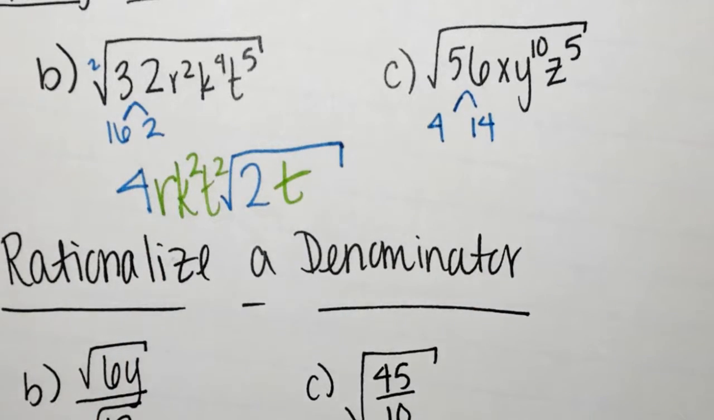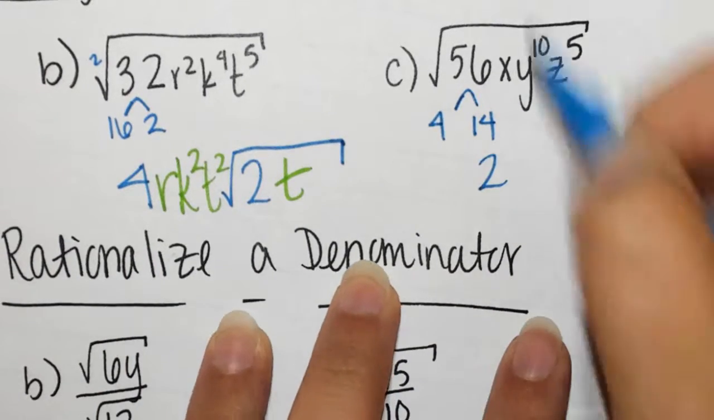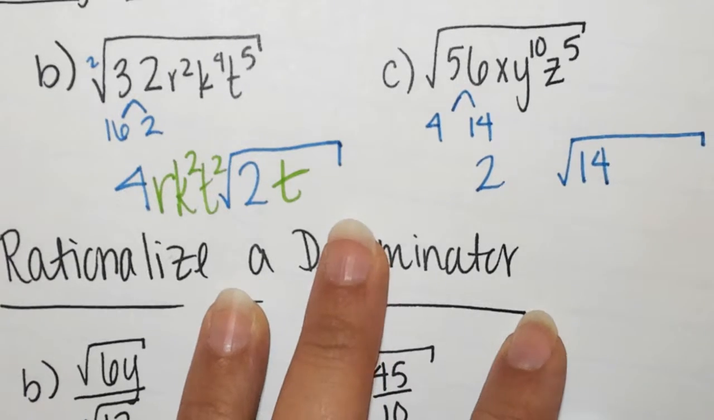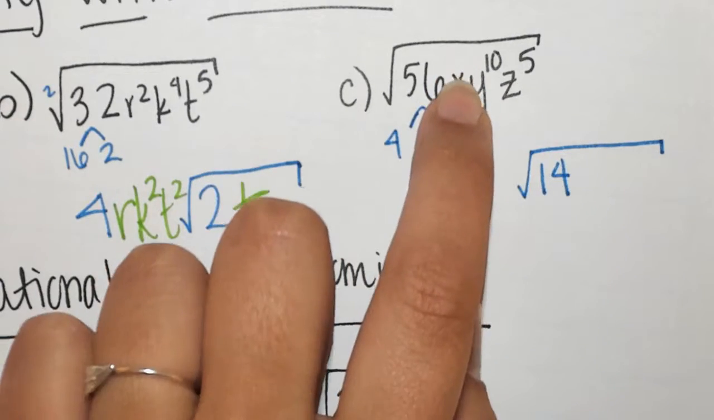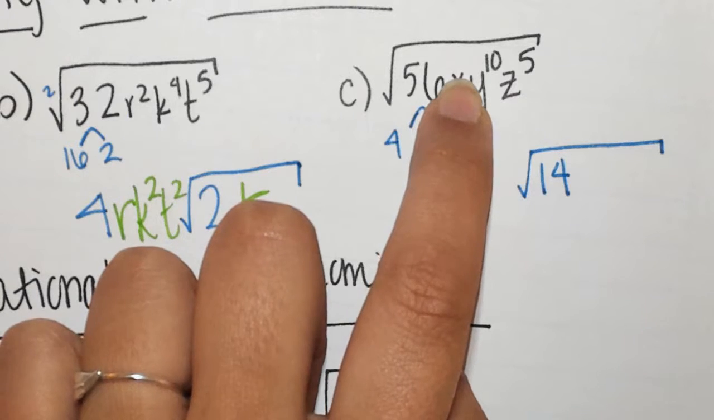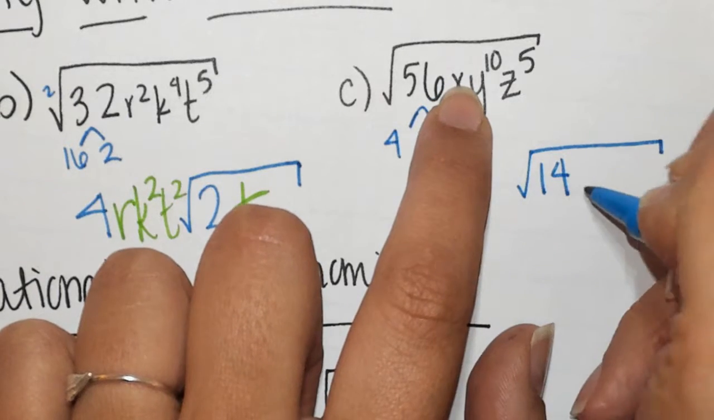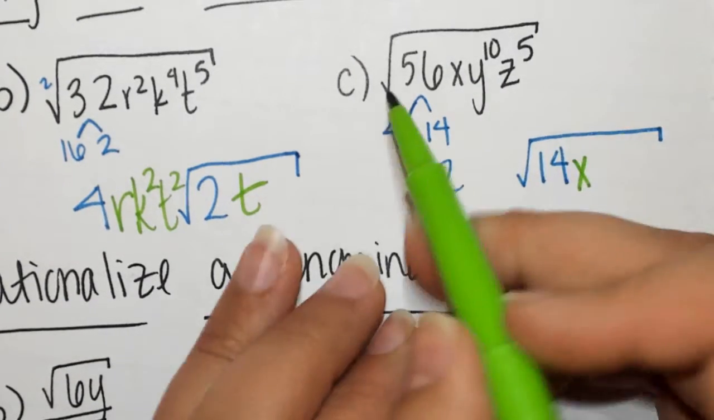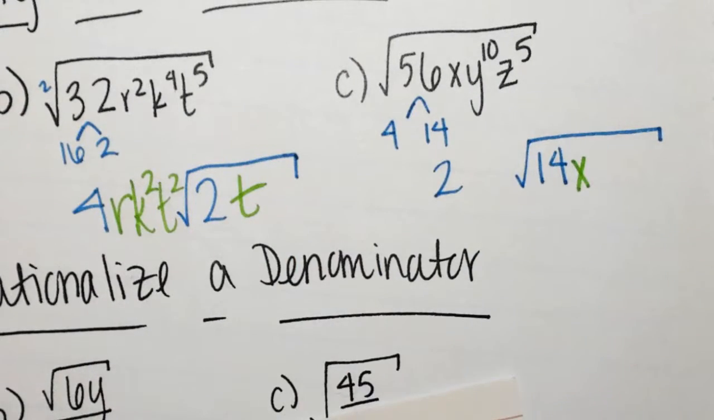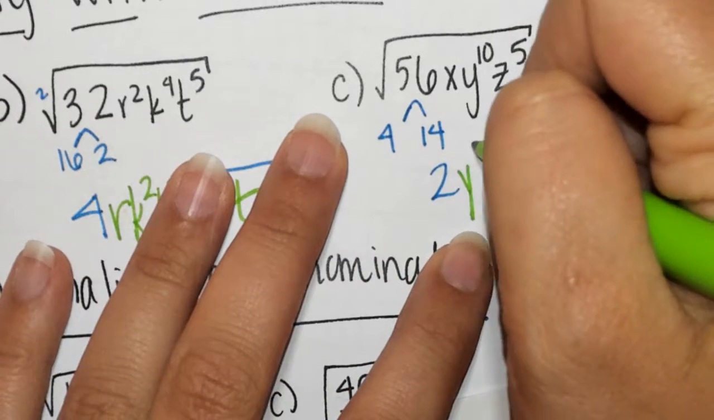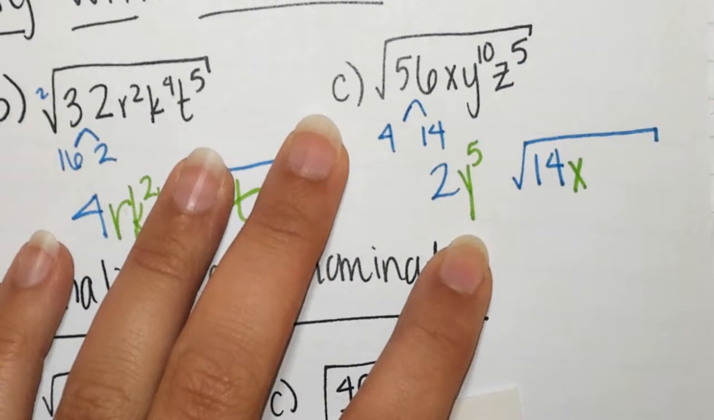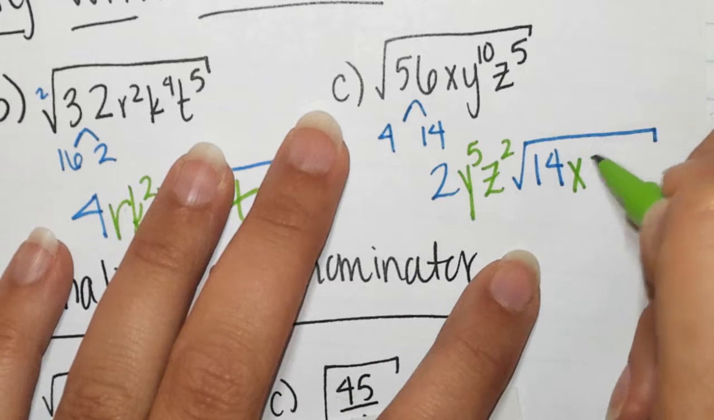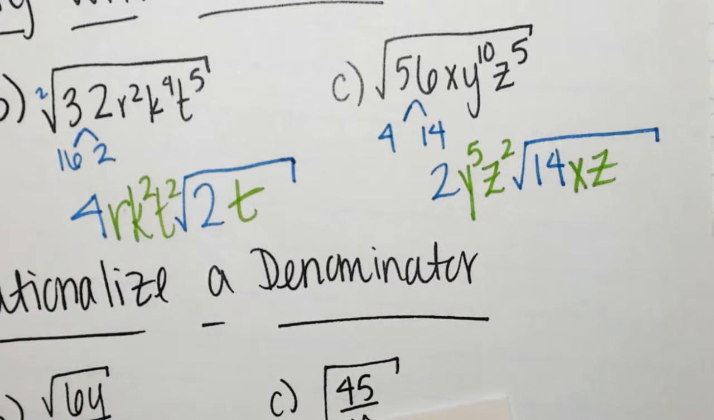Alright, so what's the square root of 4? 2. And 14 stays under here, right? Alright, does 2 go into 1? So what does this x do? It stays under the radical. Does 2 go into 10? How many times? And does 2 go into 5? How many times? 2 times with how many left over? 1. Did anybody get that as their answer?